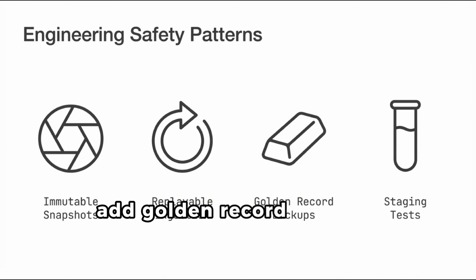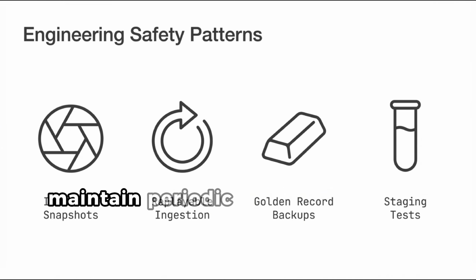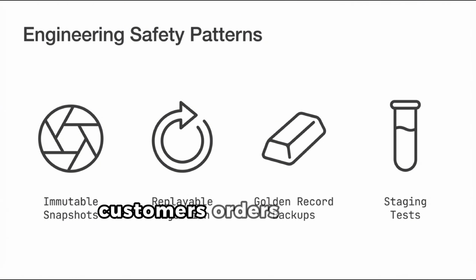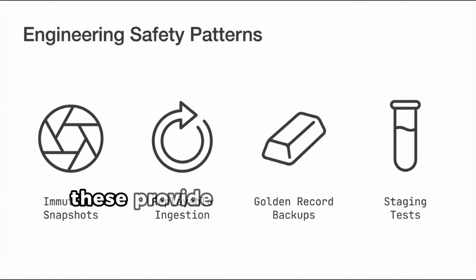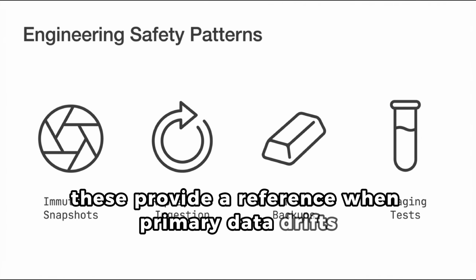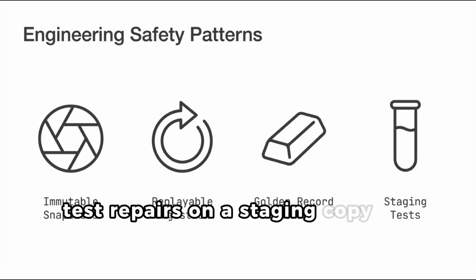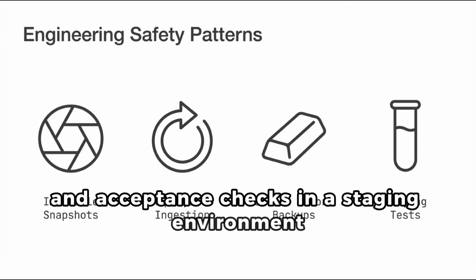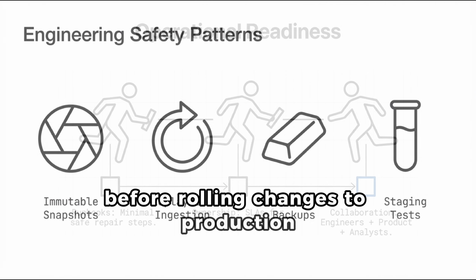Add golden record backups. Maintain periodic golden snapshots of critical entities, customers, orders, products. These provide a reference when primary data drifts. Test repairs on a staging copy. Run reconciliation and acceptance checks in a staging environment before rolling changes to production.